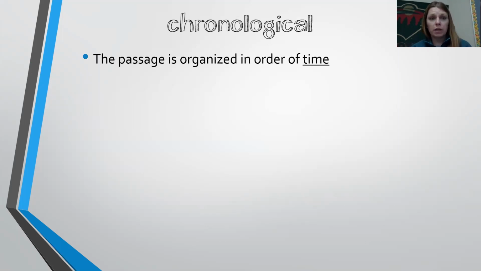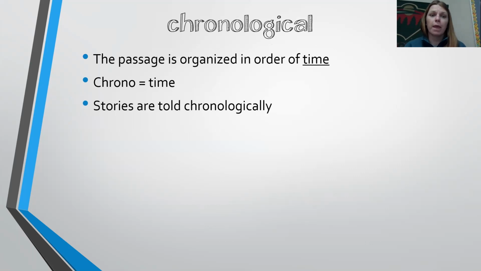We're going to start with chronological. Chronological means that the passage or the text is organized in order of time, beginning, middle, and end. Chrono is a Greek root that means time. We're actually going to talk about that later this year. And most stories are told chronologically. First this happened, then this, then this, then this.